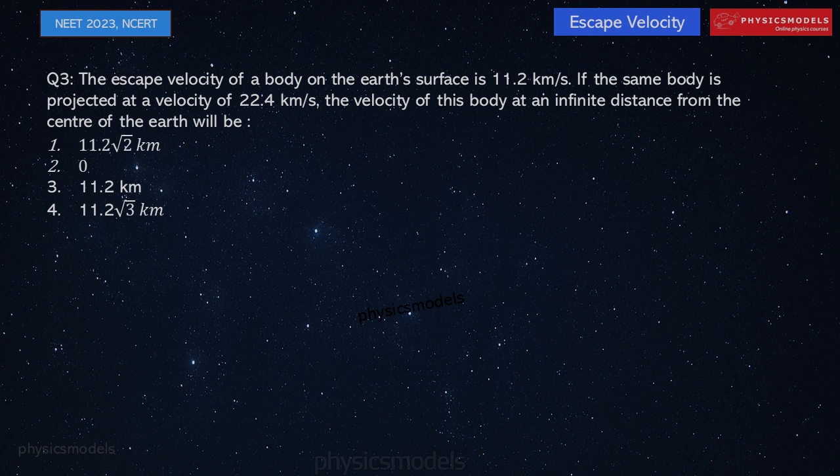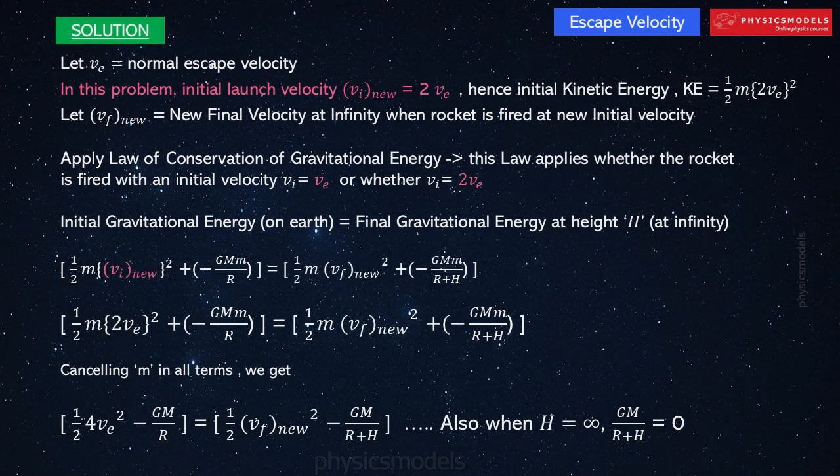In this case, the rocket or body is launched at double the normal escape velocity on the Earth, and we have to find out what will be the final velocity when it reaches infinity. We use the normal symbols. VE is the normal escape velocity. In this problem, the initial velocity VI, I'm calling it as VI nu. That's equal to 2 times of VE.